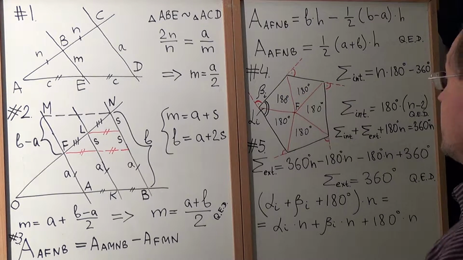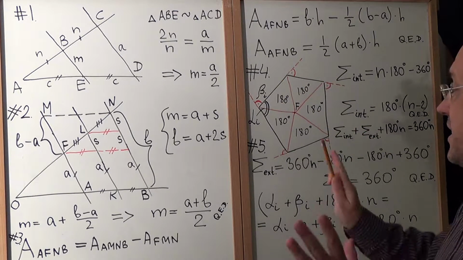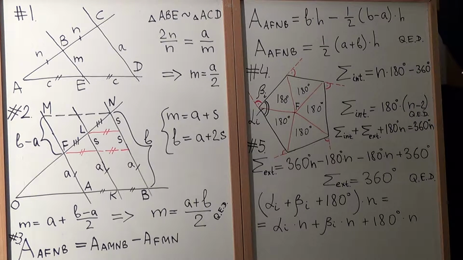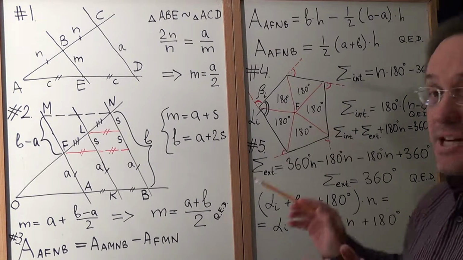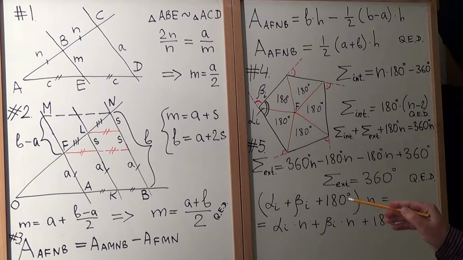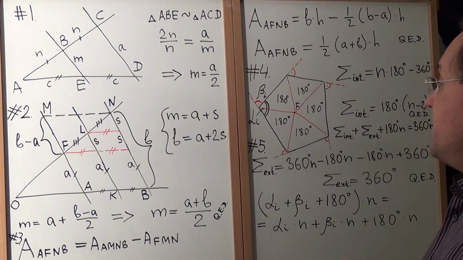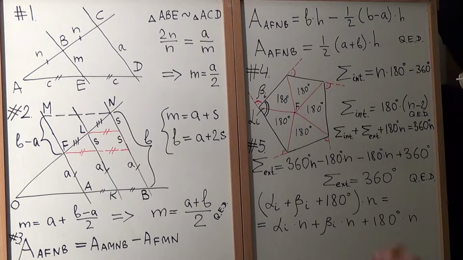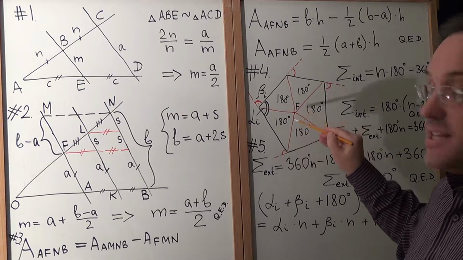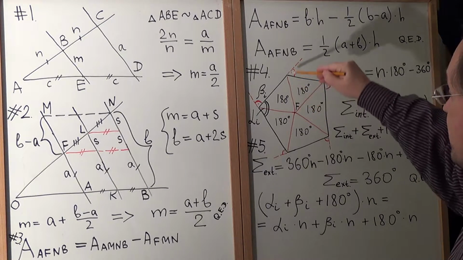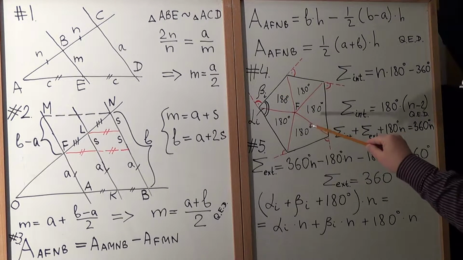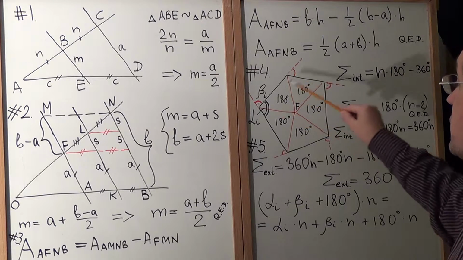Number 4, we get any polygon, any number of sides n. This is how we find the sum of internal angles of the polygon. Let's choose any point F inside that polygon and connect vertices to that point F. We see that we'll get n triangles.